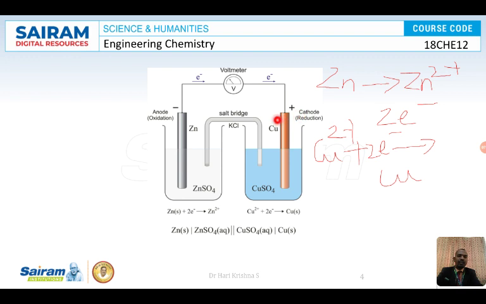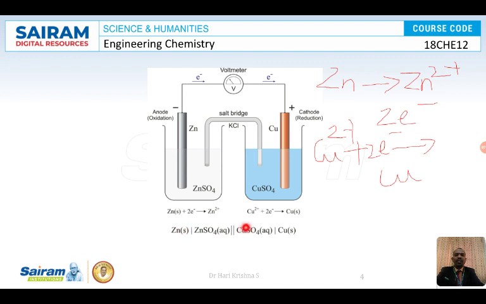As per IUPAC, the electrode where oxidation occurs is named anode, and the electrode where reduction occurs is termed cathode. Now the question is, what is the charge of anode and cathode? As per IUPAC, the anode is negatively charged and the cathode is positively charged. This can also be represented; the representation is given here.